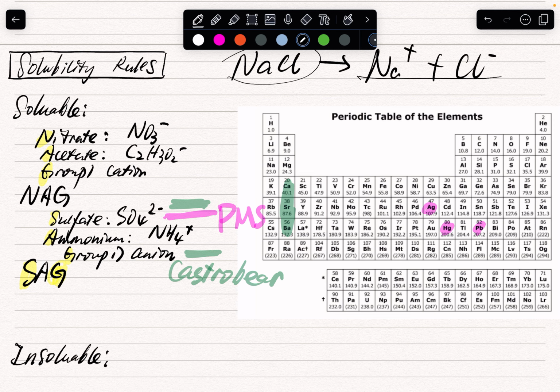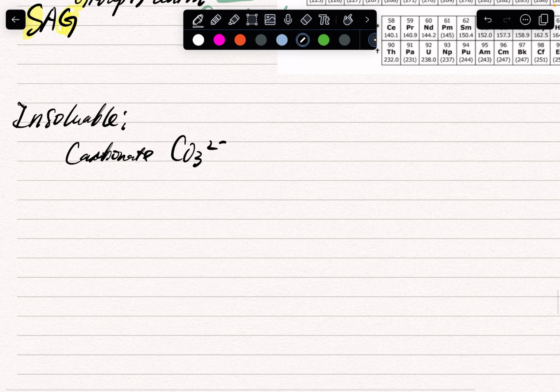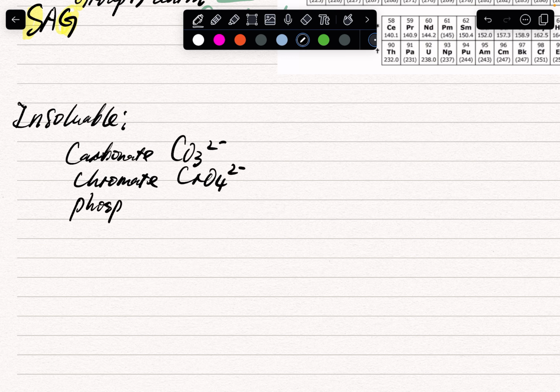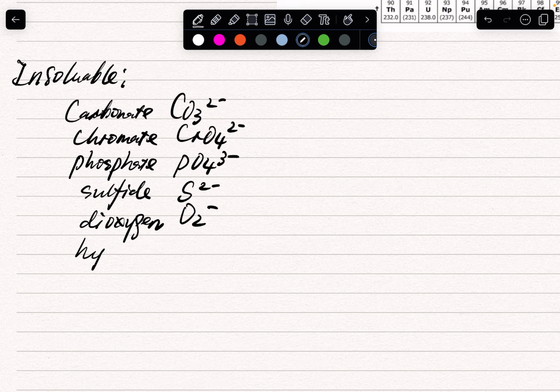Now let's talk about the insoluble ones. The insoluble ones are when you see carbonate, CO3 2 minus. When you see carbonate, it's not going to be soluble. The exception for insoluble ones applies to all the ions I'm going to provide, so we'll talk about that in the end. The second one is chromate, CrO4 2 minus. The next one is phosphate, PO4 3 minus. The next one is sulfide, S2 minus. The next one is oxide, O2 minus. And lastly, hydroxide, OH minus.